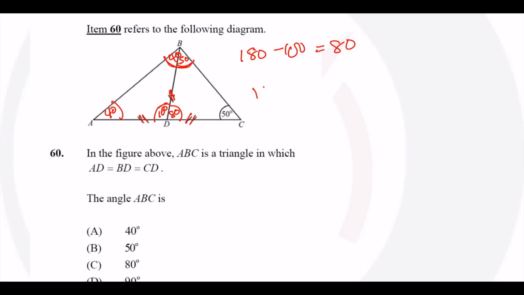So let's scroll down. So the angle is going to be D, 90 degrees. So pay attention, we have two isosceles triangles. Here it is 100, that means 100 from 180, we are left with 80. And divide the 80 by 2 because it's an isosceles triangle, so 40, 40. So 40 plus 50 gives us 90.